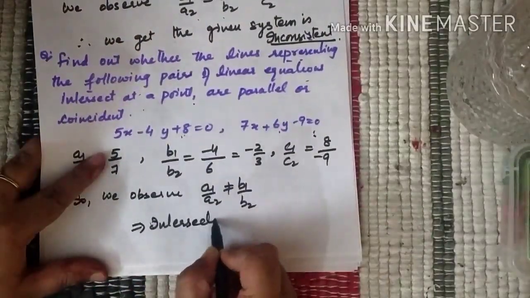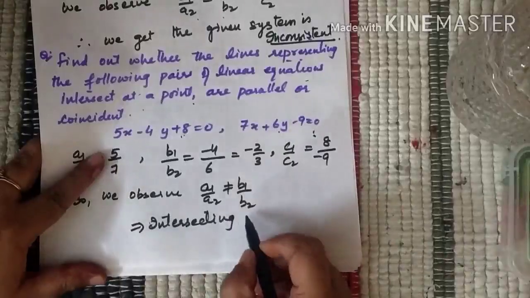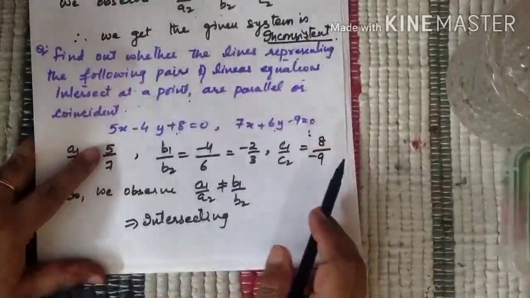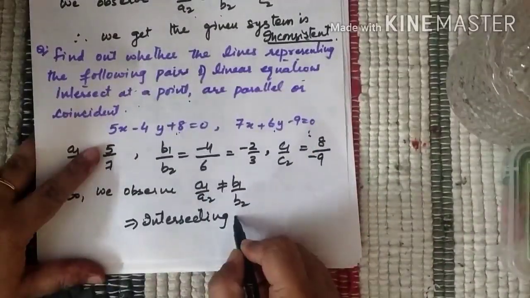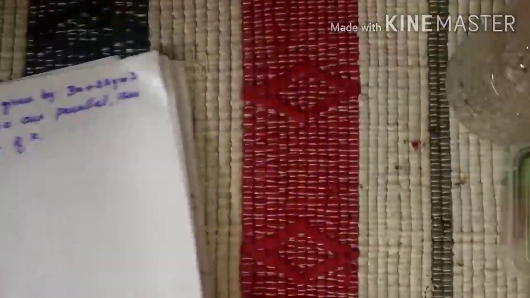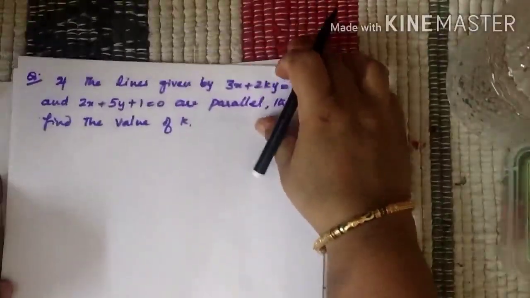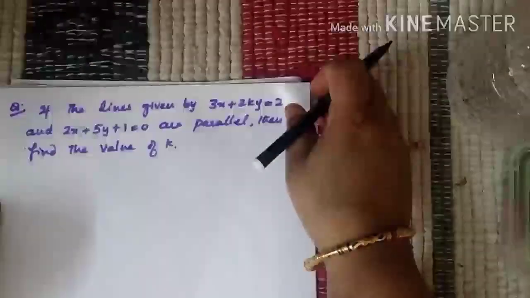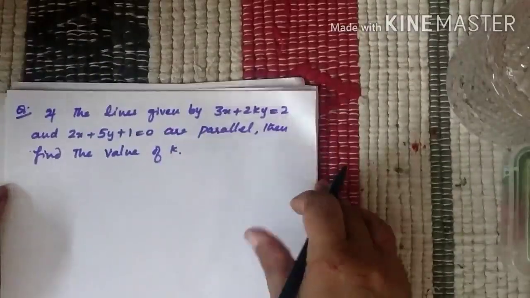So answer in the form in which the question is asking you. The question is asking you about what kind of lines: intersecting, parallel or whatever. So intersecting lines here. The next kind of questions that we have done here is where the condition is given in the question, it is given what kind of lines.